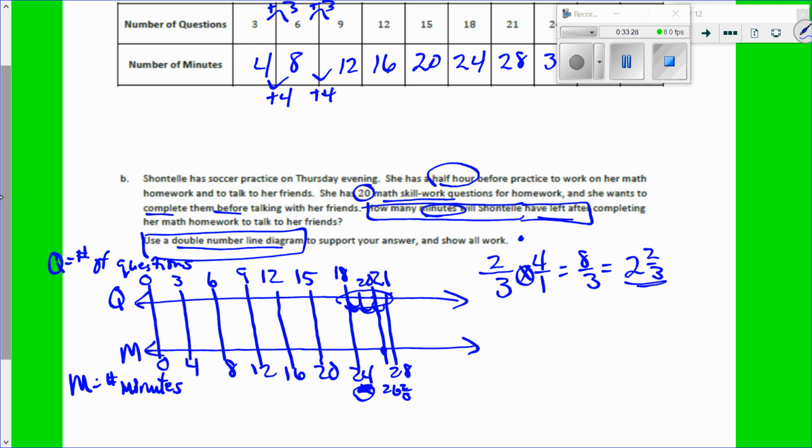So now we go back to the question. How many minutes will Chantel have left after completing her math homework? How long does she have to do her homework? Half an hour or 30 minutes, right? So she has 30 minutes. How long is it going to take her to do her math homework?